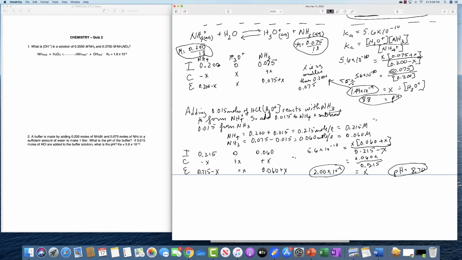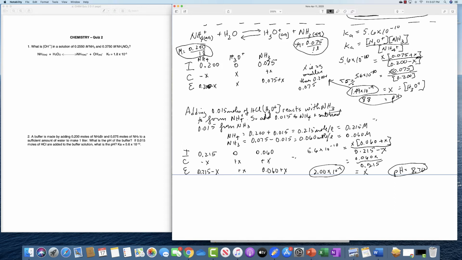You then set up your ICE table. Your initial concentration is 0.2 of ammonium ion, and 0.075 of ammonia, and no acid or no hydronium ion. You're going to form X hydronium ion, which means you're also going to form X of the ammonia, and take away X from the reactants. So these are your final concentrations.